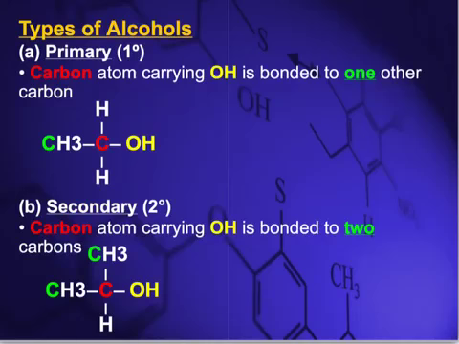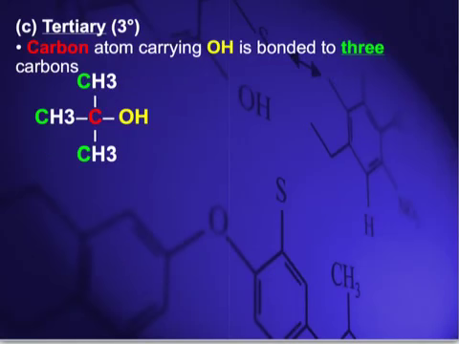Alcohols can be categorized into different groups based on the carbon to which the hydroxyl group is attached. If the carbon to which the hydroxyl group is attached has 1 additional carbon bonded to it, it is considered a primary alcohol. If the carbon to which the hydroxyl group is bonded has 2 carbons bound to it, it is considered a secondary alcohol. And if the carbon to which the hydroxyl group is bound has 3 carbons bonded to it, it is considered a tertiary alcohol.